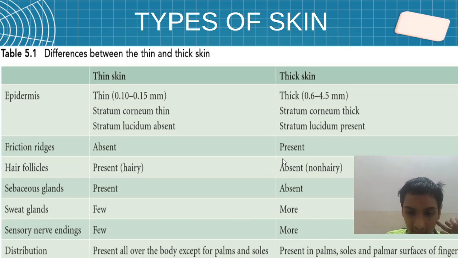Where you are finding each of them? Thin you are finding all over the body, except the palms and soles. In the palms and soles you are finding the thick skin. See now, see here all this hair you are observing. This is all your thin skin. Okay, thick skin will be in the palm and the sole of the foot. Here you will find the thick skin. Okay.